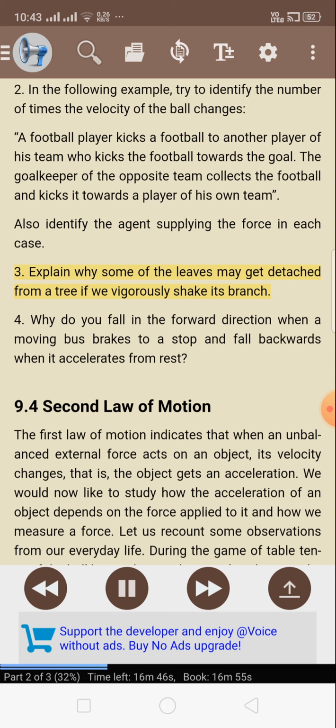3. Explain why some of the leaves may get detached from a tree if we vigorously shake its branch. 4. Why do you fall in the forward direction when a moving bus brakes to a stop and fall backwards when it accelerates from rest?